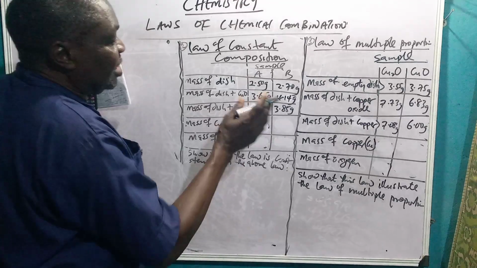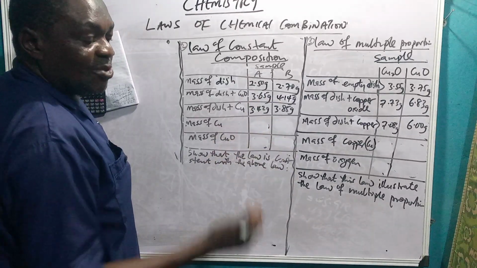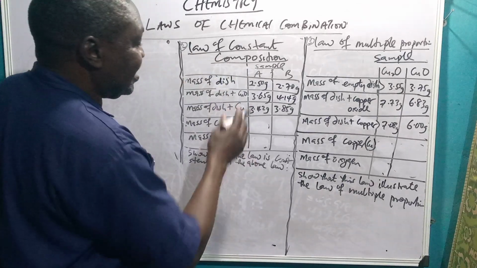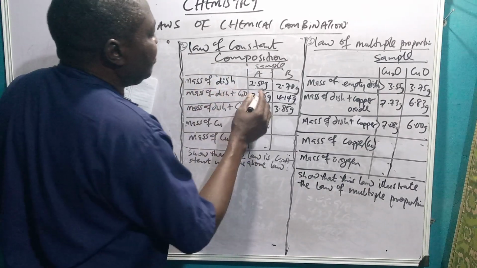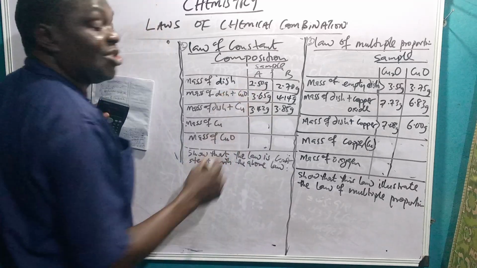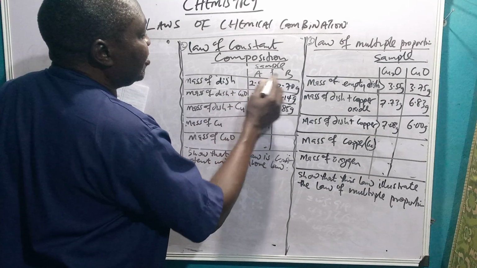Now, what they will give you in your examination body, they will fill all this place. You will just be told to calculate it. That's what came out in that previous exam, and this is how it's usually done. So you look at it. Mass of dish is 2.50. Remember, dish is just the empty dish, the ordinary dish or container, for these two samples.